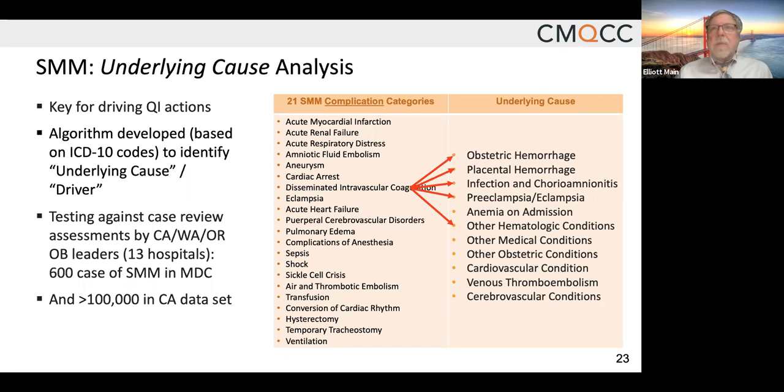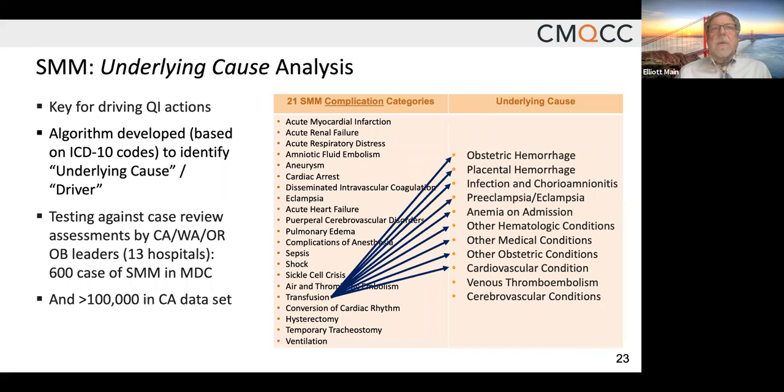Atony, placental hemorrhage, infection causes DIC. Preeclampsia does, of course, and ITP and other underlying medical conditions. Likewise, next slide, when you look at transfusion, there are many different underlying reasons for transfusion. In fact, almost the entire list is a possible cause.